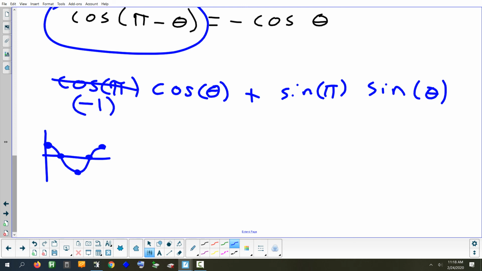Okay. Now for sine, you can do the same thing. Here's your graph of sine. Here's your quarter points. 1, 2, 3, 4. Sine of pi is halfway through the sine cycle. Where are you at when you're halfway through sine? Yeah, 0. Let's cross that out.